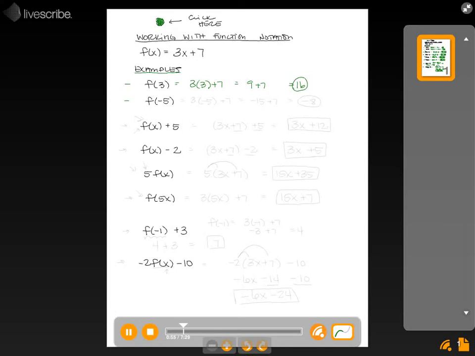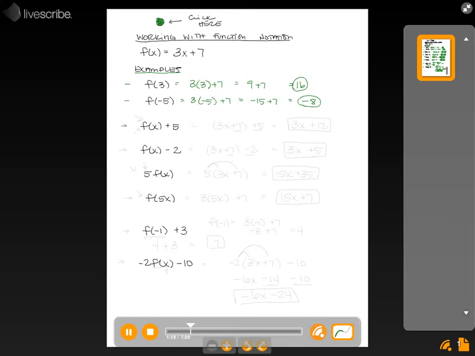You can do the same thing for negative 5, f of negative 5. Well, every place we see an x, we're going to substitute a negative 5, and then simplify and evaluate and get an actual answer to the problem. Well, 3 times negative 5 is negative 15, plus 7 is going to be negative 8. So there's our answer to that one. That's what f of negative 5 is evaluated.